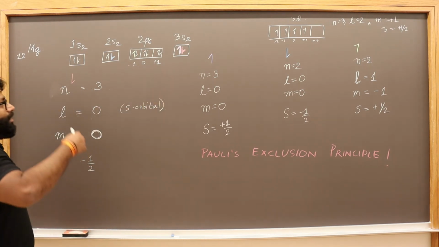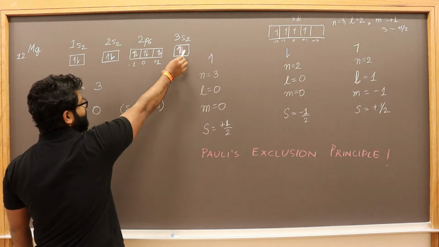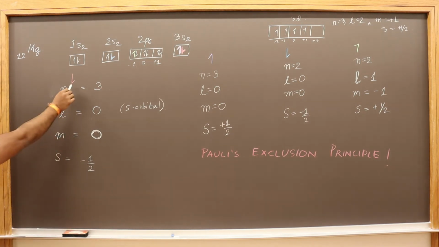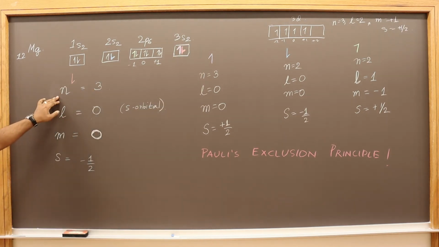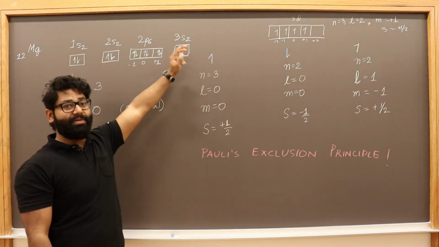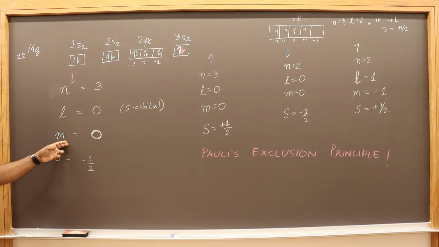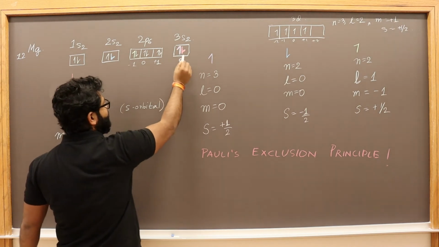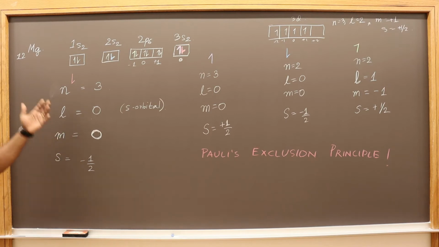Now let's find the 4 quantum numbers associated with this electron, the one represented in red. I've written it down here. The principal quantum number of that electron will be 3. Why? Because this is the 3s orbital. The azimuthal quantum number is 0 because the azimuthal quantum number associated with the s orbital is 0. The m automatically becomes 0 because that is the only one possible, and the spin is minus half. So this is how we find the 4 quantum numbers.